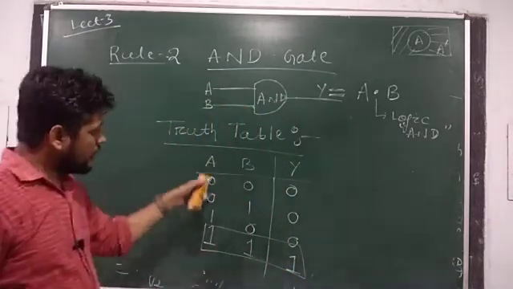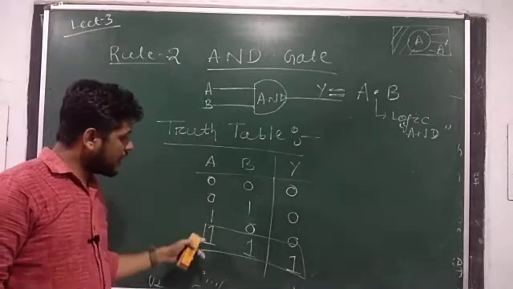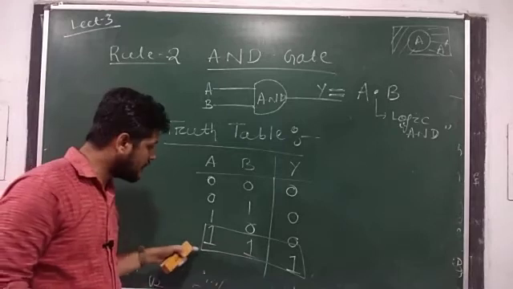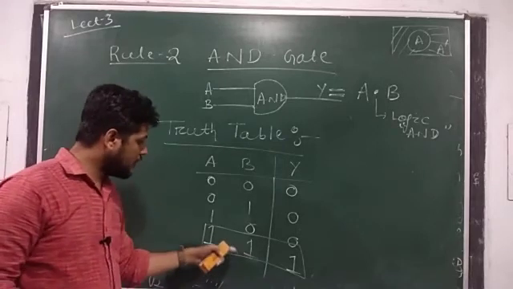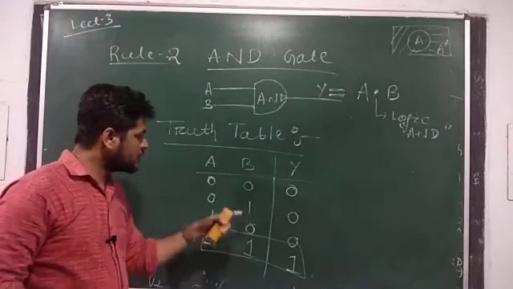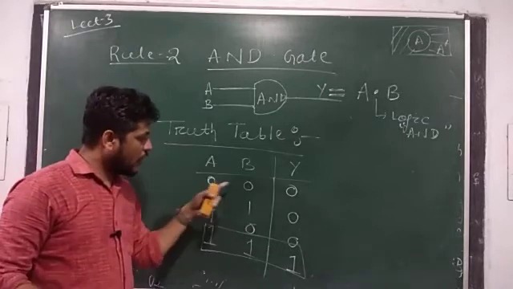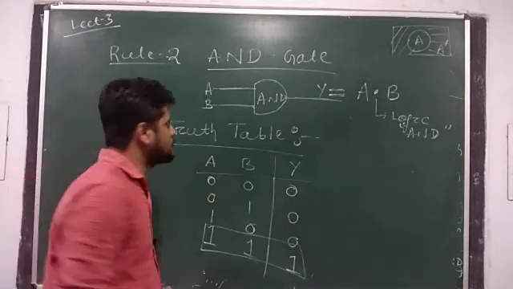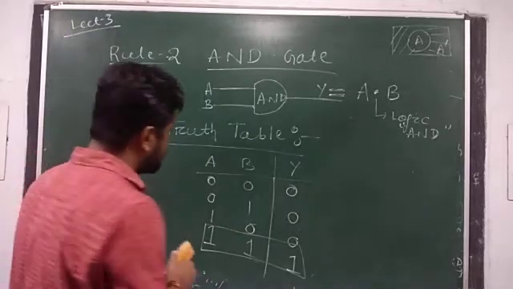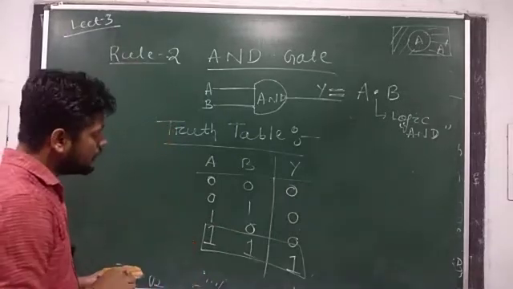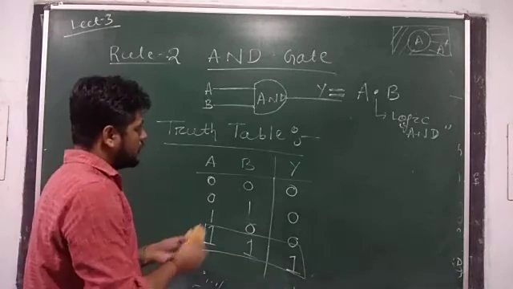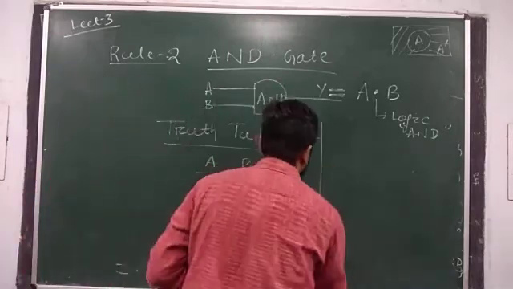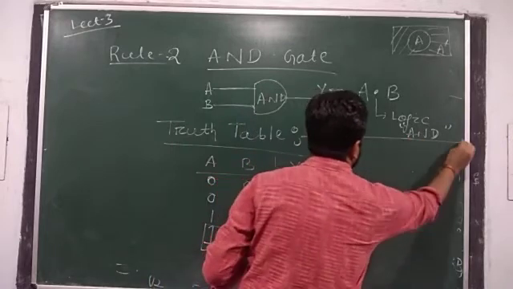Again I am going to describe this table. The AND gate output goes to 1 only when both the inputs are high, that is in the logic 1 state. When only one of the inputs or both the inputs are 0, the output will be 0. Then how to implement? So remember this truth table. Now we are going to see some notes.